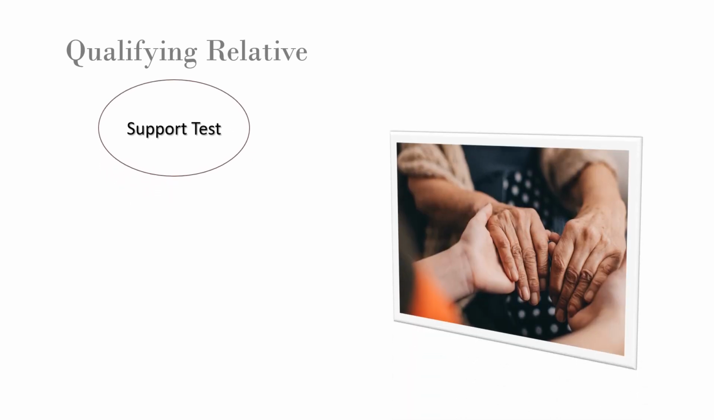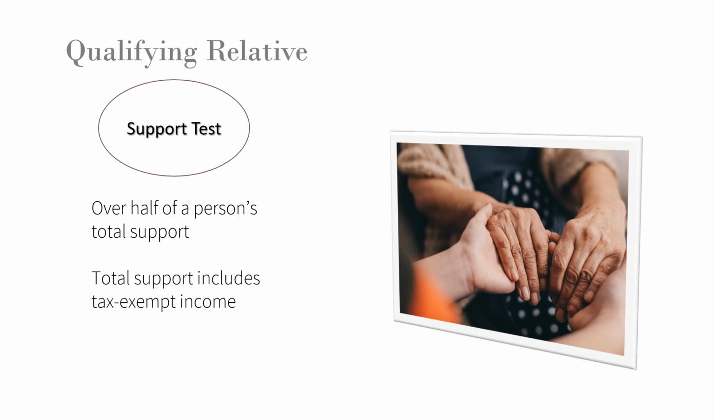The last test is the support test. To meet this test, you as the taxpayer who tries to claim a person as your dependent must provide more than half of the person's total support during the calendar year. The support can be things like housing, food, education, and medical care. To calculate the person's total support needed, tax-exempt income is included, such as Social Security benefits, welfare benefits, non-taxable life insurance proceeds.